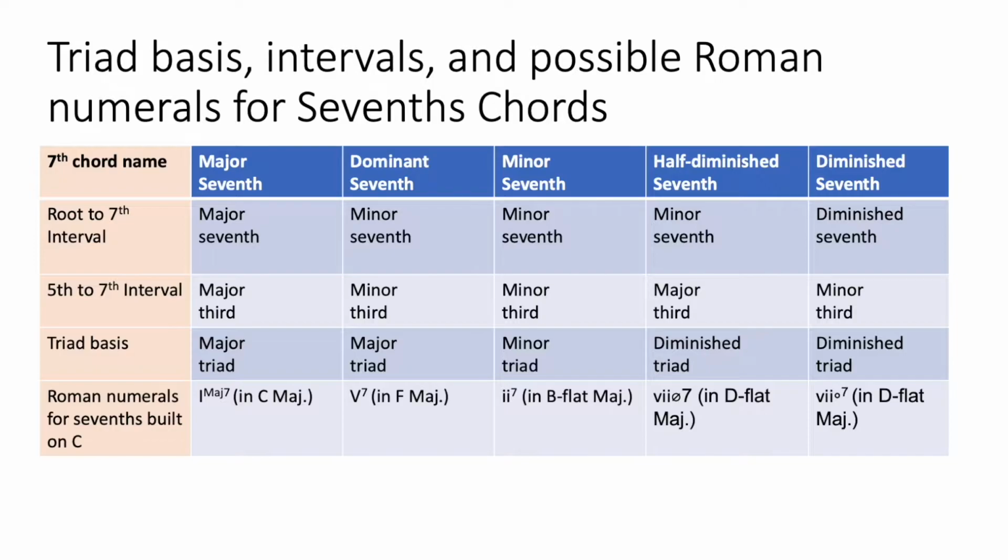Additionally, we can indicate the types of seventh chords we have with Roman numeral notation as well. The major seventh chord is indicated by an MAJ and a 7. The dominant seventh chord is indicated by just the 7. The minor seventh chord is indicated by a lowercase Roman numeral with a 7. The half diminished chord is indicated by a circle with a slash through it and then the 7. And then the diminished seventh chord is indicated by a circle which looks like a degree sign and a 7.